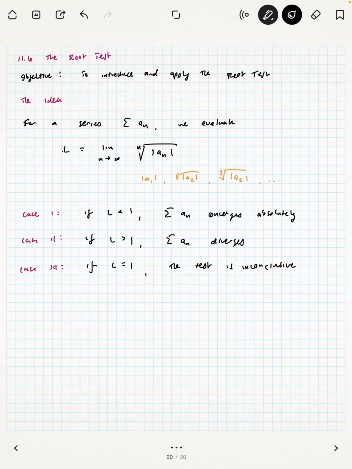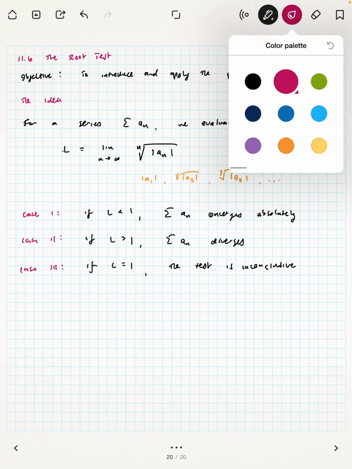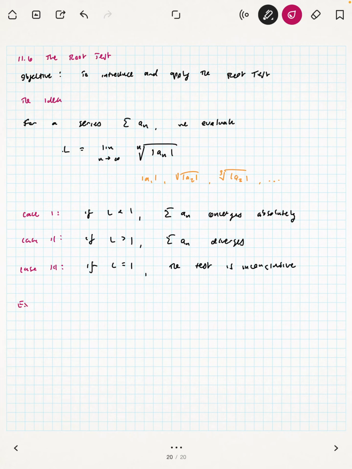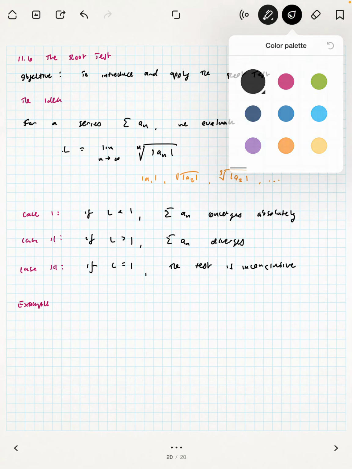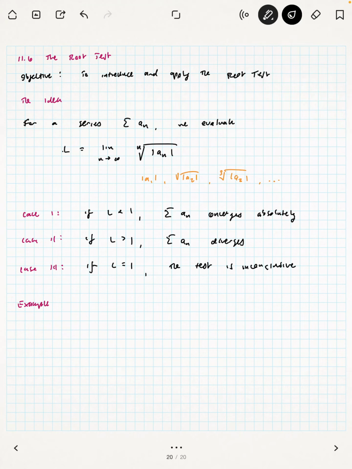Why would we use the root test over the ratio test? Usually if we involve some series that has some nth power of something, right, then this will be helpful. And so I think it's best to just think about a few examples. So let's just see some examples.